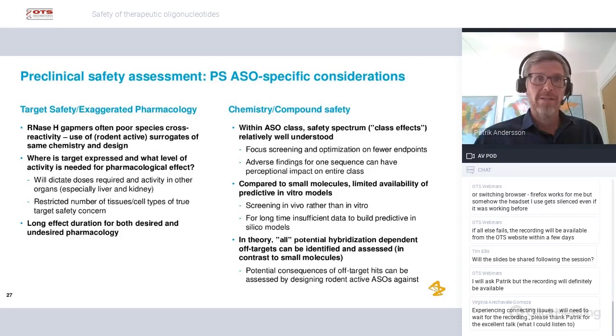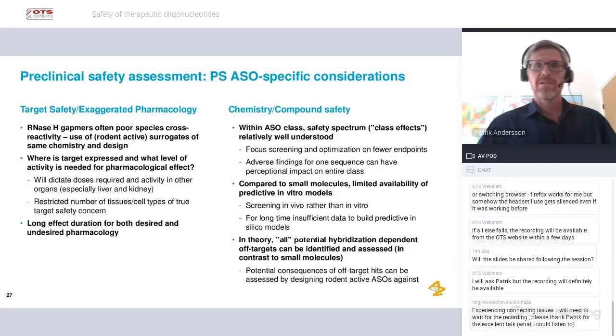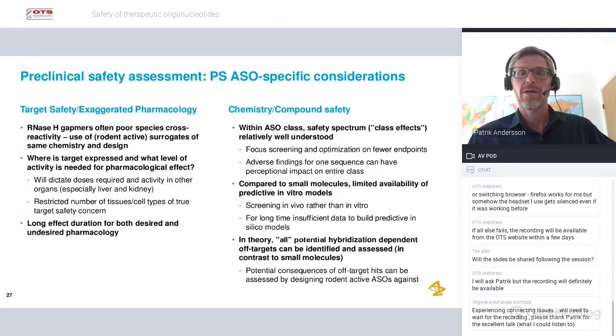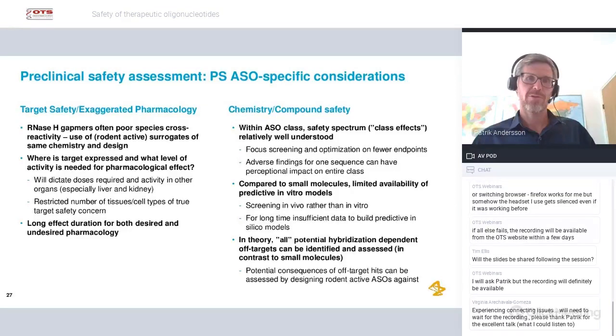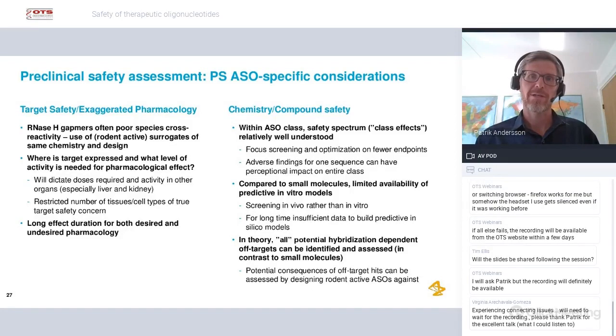So that was more around the target safety, exaggerated pharmacology considerations. If we then look at the chemistry slash compound safety, I mentioned this before about the platform approach. And I should say that within an ASO class, I will soon come to those classes with the chemistry and design and so on, the safety spectrum or class effects, if you like, is relatively well understood.